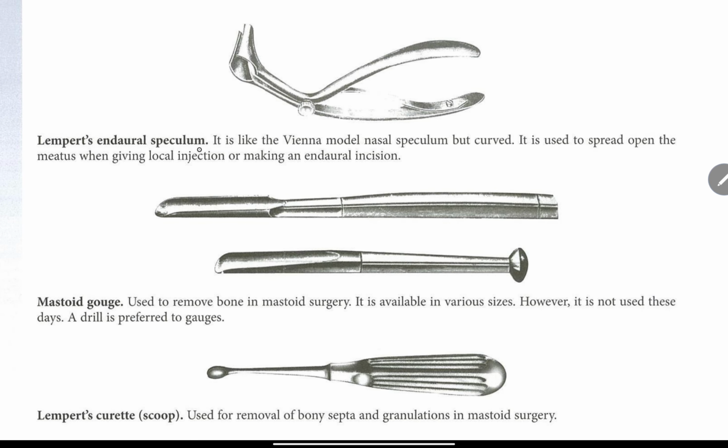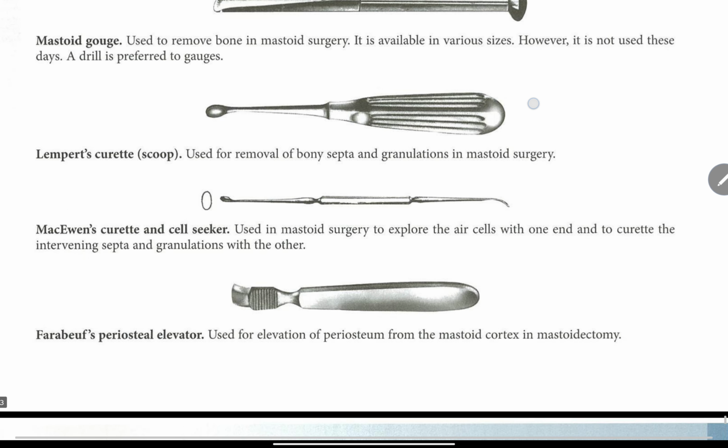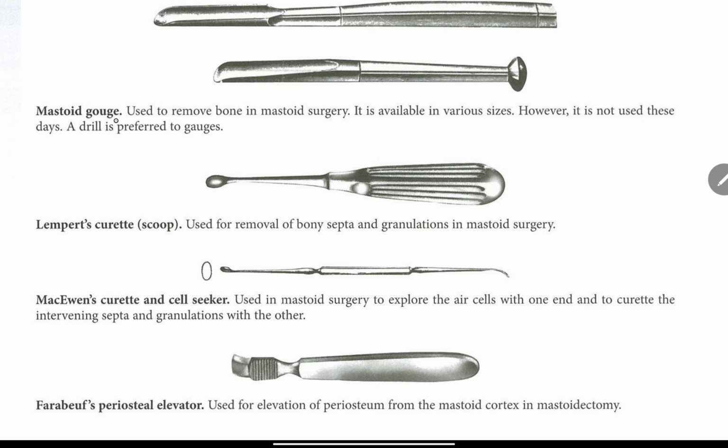Lampert's endaural speculum. It is like the Vienna model nasal speculum but curved. It is used to spread open the meatus while giving a local injection or making an endaural incision. Mastoid gouge is used to remove bone in mastoid surgery. It is available in various sizes. However, it is not used these days. A drill is preferred to gouges.